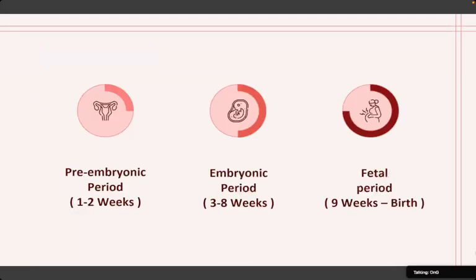So the pre-embryonic period is usually from week 1 to week 2. Development begins with fertilization, the process by which the male and female gametes unite and give rise to a zygote, and is completed by implantation.